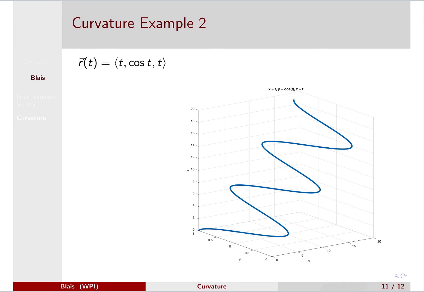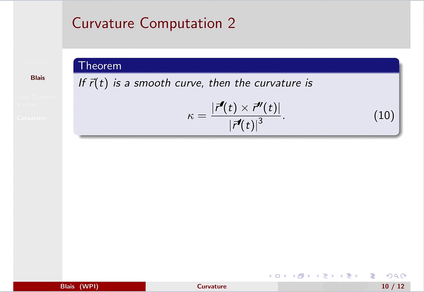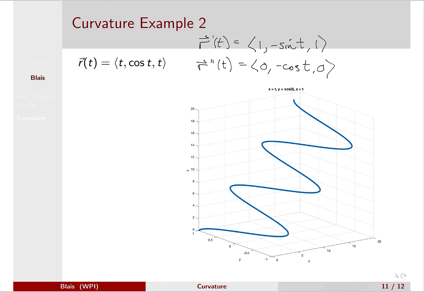So here we need our r prime of t and r double prime. So r prime of t will be 1 minus sine of t, 1, and r double prime of t will be 0 minus cosine of t, 0. And we need the cross product of these. So we need r prime cross r double prime. So let's recall how we do that.